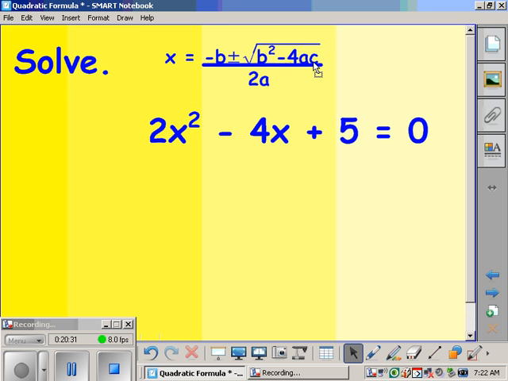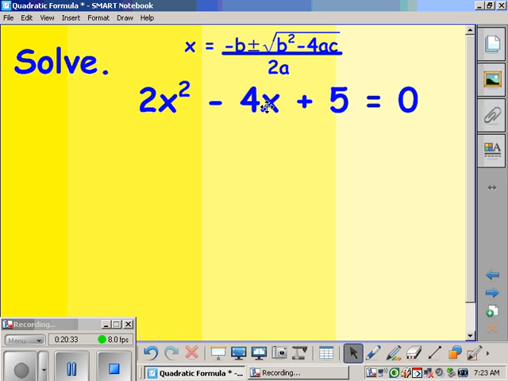Okay, last one. And this is probably the most important one, so don't turn it off now, because this involves the most steps.